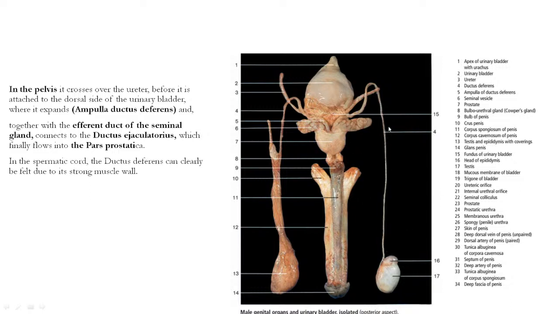This is the ductus deferens. This is the spermatic cord. This is the ampulla ductus deferens. This is the ductus ejaculatorius. This is the pars prostatica. In the spermatic cord, the ductus deferens can clearly be felt due to its strong muscle wall.